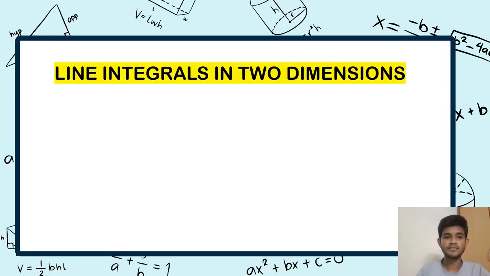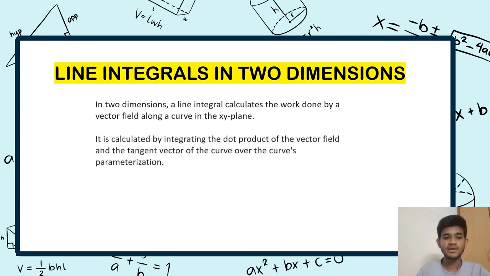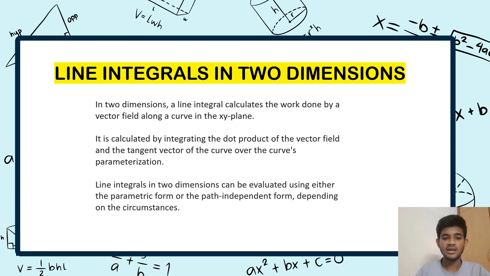Line integrals in two dimensions. In two dimensions, a line integral calculates the work done by a vector field along a curve in the xy plane. It is calculated by integrating the dot product of the vector field and the tangent vector of the curve over the curve's parameterization. Line integrals in two dimensions can be evaluated using either the parametric form or the path-independent form, depending on the circumstances.